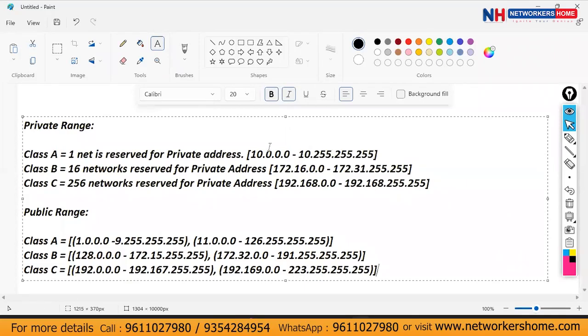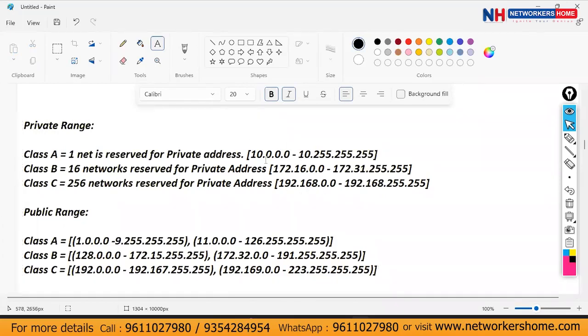From your total range, you just have to subtract the private range and you will get the public range. So just looking at the IP addresses, if the IP address starts from 10, it is class A private range. If it is between 172.16 and 172.31, this is class B private range. And if it is 192.168.0 till 255, then it is class C private range. Any address other than these ranges is your public address. Anything other than your private address is your public address. So the public and private concept and the range are clear.